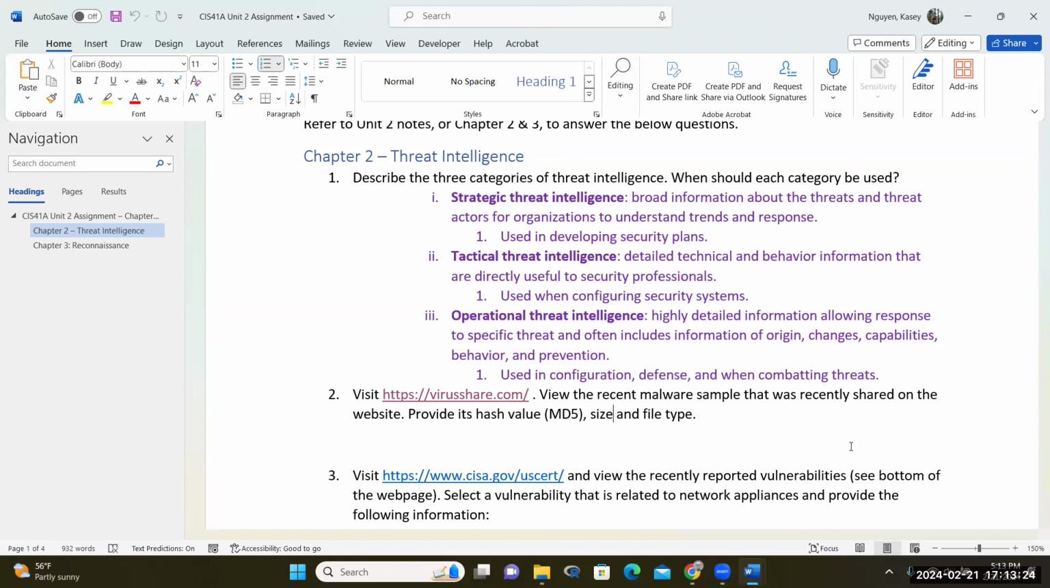So I'm having you write down the hash, right? It's a good practice just to write down how the system identified it, what it is, and how that could be impacting your organization or your system. Any question?